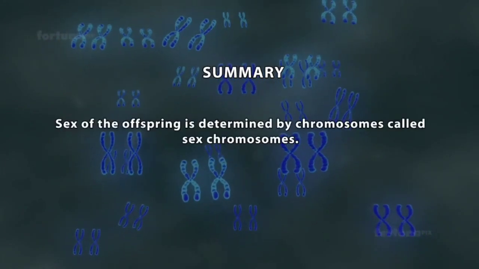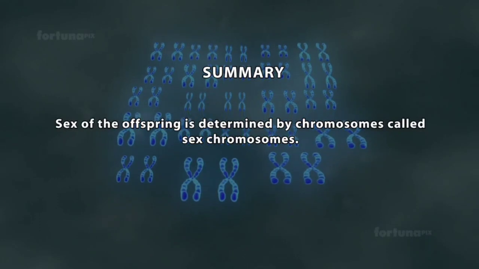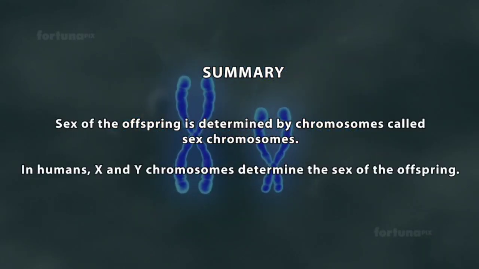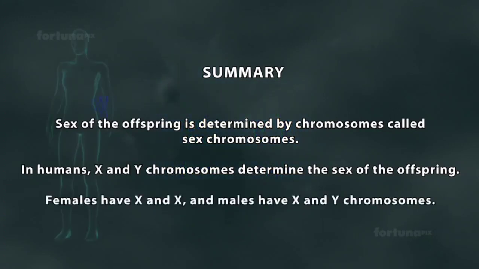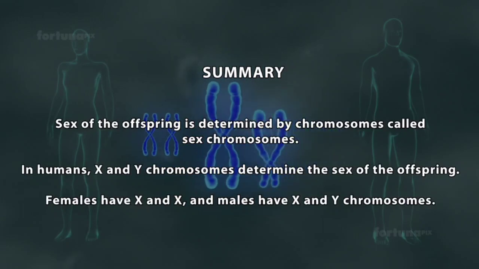Summary. Sex of the offspring is determined by chromosomes called sex chromosomes. In humans, X and Y chromosomes determine the sex of the offspring. Females have X, and males have X and Y chromosomes.